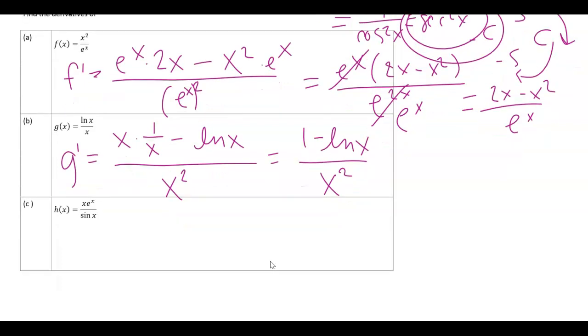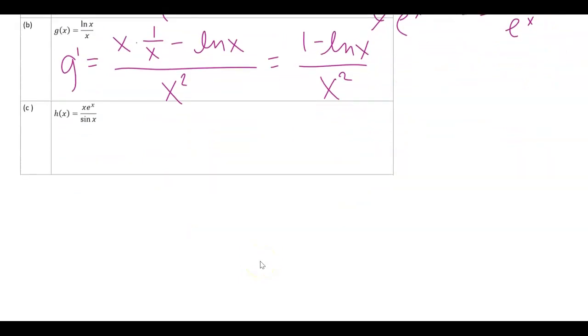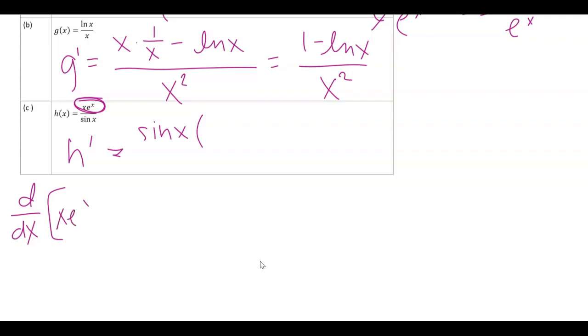All right, let's look at C. This one's going to be so fun. We have all of the different types of functions in this, I feel like. Okay, h prime equals low. Now, when I take the derivative of the top, I have a product rule. So low, and then I need to take the derivative of x e to the x, which is a product. So derivative of the first times the second plus the first times the derivative of the second. So that's our low d high.